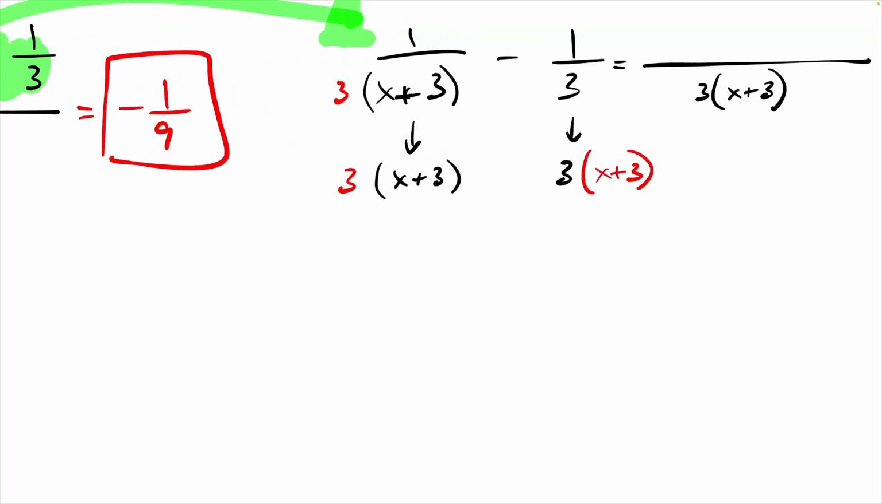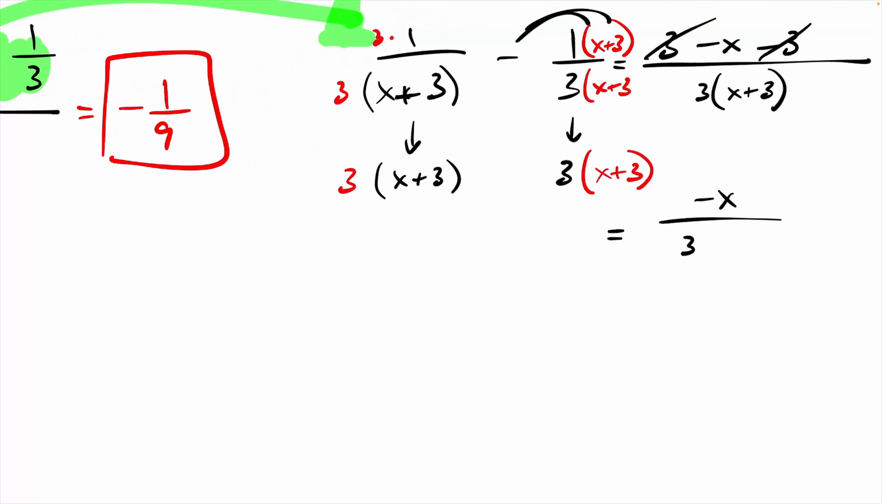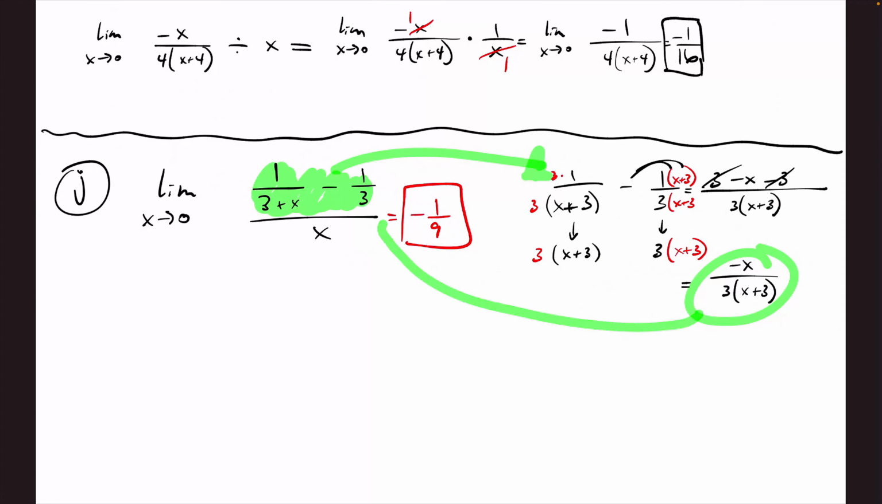Let me move it to the fraction. This guy needs a 3. This guy needs an x plus 3. So we get 3, and then I distribute the negative. I get negative 1x minus 3. Threes cancel out. Negative x over 3x plus 3. I'm going to move back in. So I'm going to rewrite the problem.